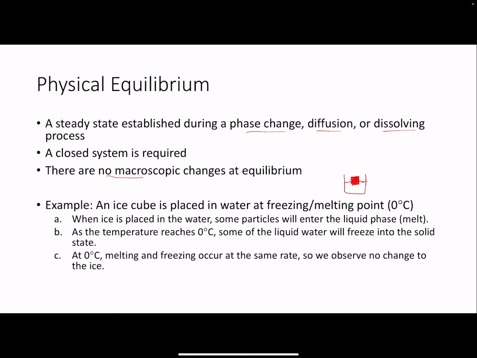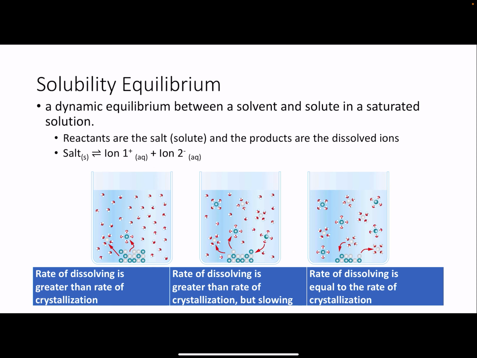Because it's at 0 degrees, that's both the melting and the freezing point. So for every particle of ice that melts into water, a particle of water is going to freeze into the ice cube. So there's no net change in the amount of each. This is a dynamic equilibrium. We can't see the change happening, but we can measure it, and it's there if we wanted to. So that describes a phase change when a substance is at its melting or boiling point, for example.